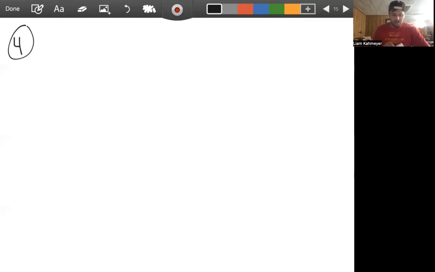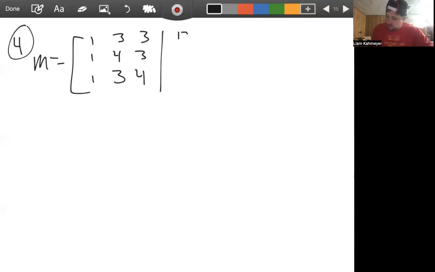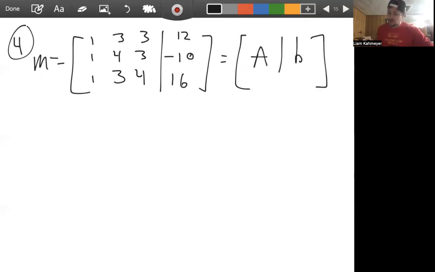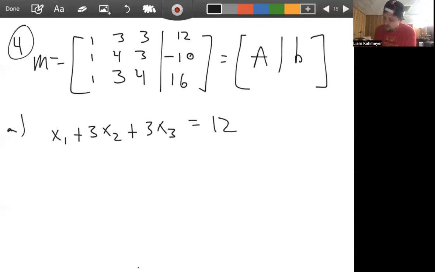Now, what we're going to do in the last one here is a few things. The first one says, here's the matrix M representing a system of equations. It's given by 1, 1, 1, 3, 4, 3, 3, 3, 4, and then 12, negative 10, 16. This is an augmented matrix of A and B representing some system. First, it asks us to write out the system that this corresponds to. Well, this would correspond to the system x1 plus 3x2 plus 3x3 equals 12.